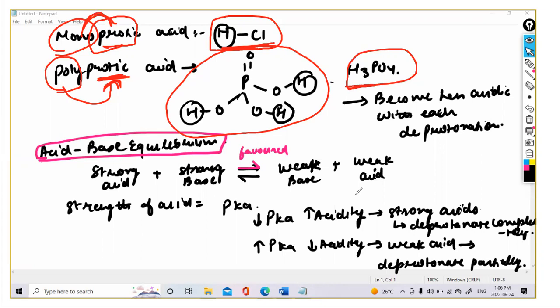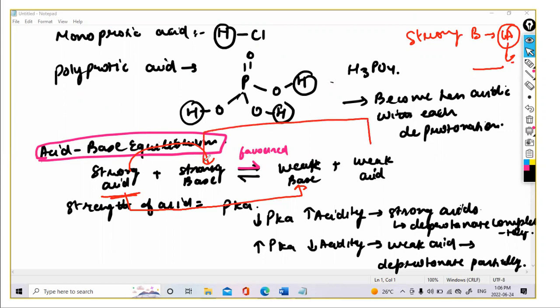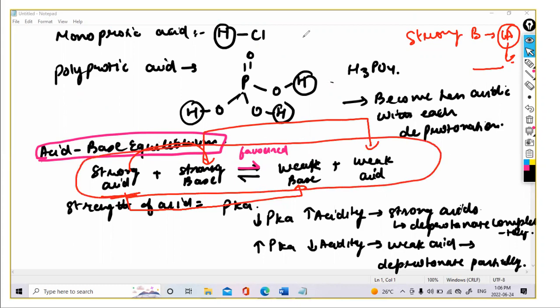Now let's go ahead and talk about the acid-base equilibrium again, and let's talk about the strong acid. Let's say we have a strong acid that reacts with a strong base. You already know the strong acid will give you a weak conjugate base. The same thing is true for bases also. If you have a strong base, its conjugate acid will be weak and stable. So this is how the equilibrium reaction looks between a strong acid and a strong base.